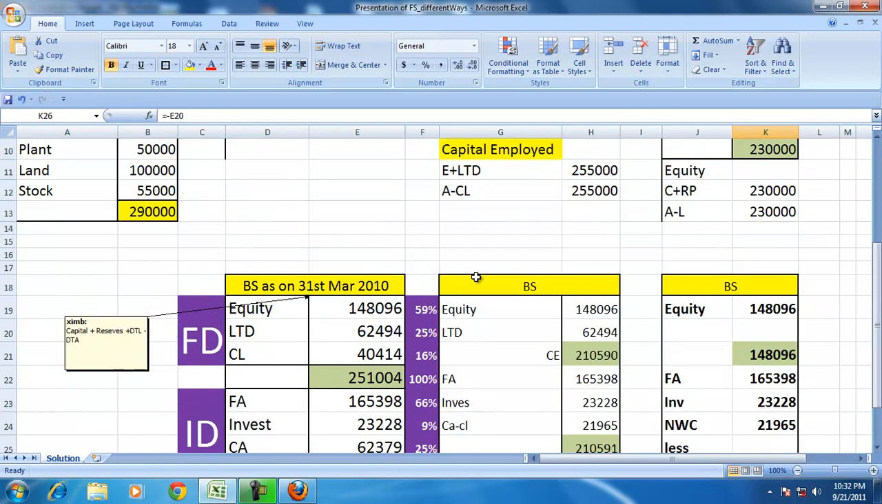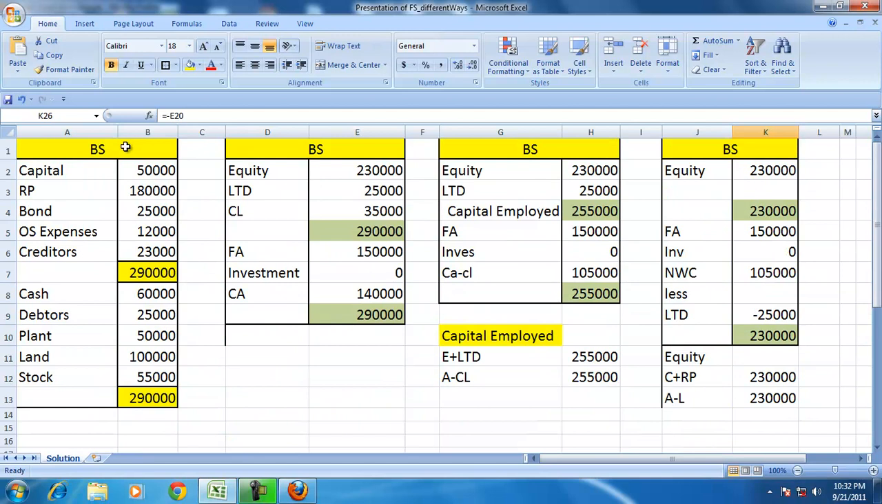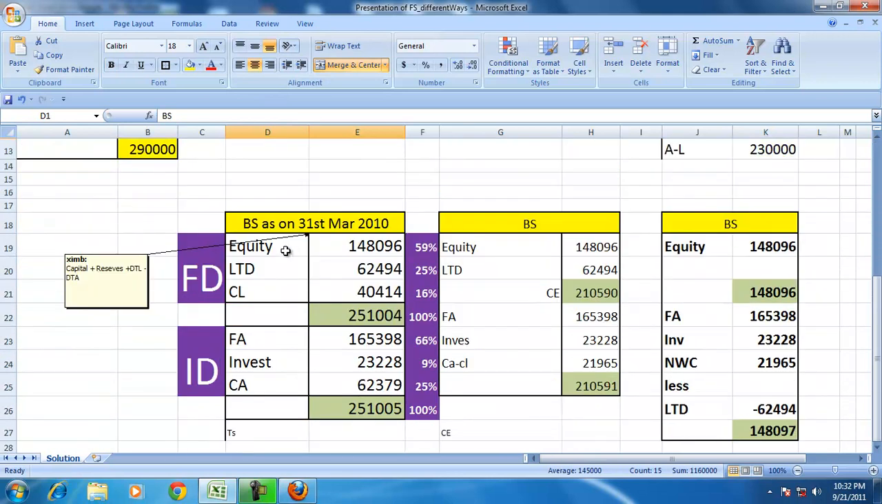So whenever we get a balance sheet with a large number of items, it's useful to convert that into a condensed balance sheet and find the percentage of assets and sources to get an idea about financing decisions and investment decisions. Thank you very much.